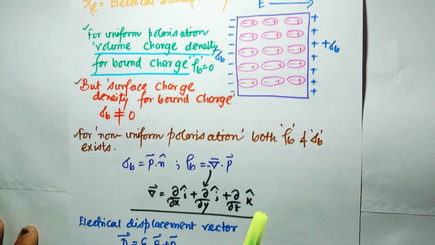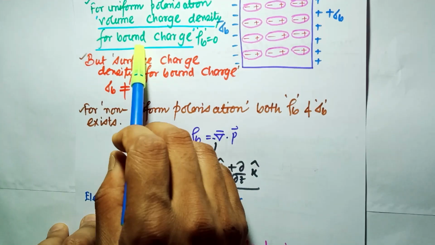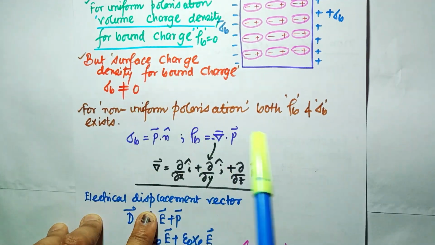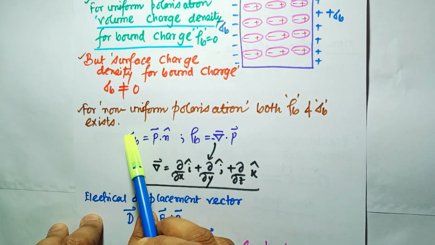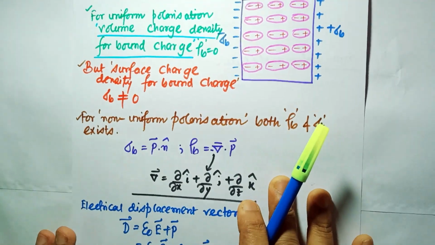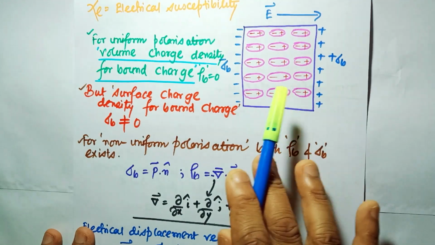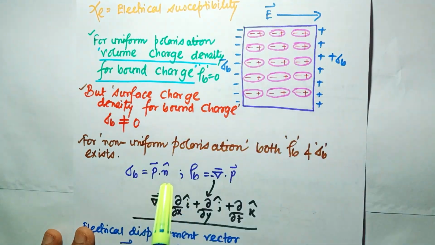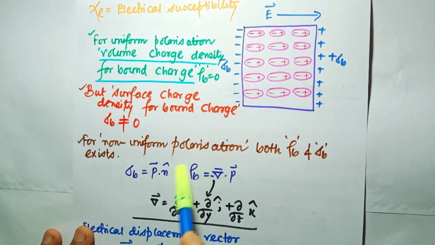But for the non-uniform polarization, I will say that both the volume charge density for the bound charge rho b and the surface charge density for the bound charge sigma b exist, because here the dipole moments are not all parallelly aligned in the direction of the electric field. So this is the difference between uniform polarization and non-uniform dielectric polarization.